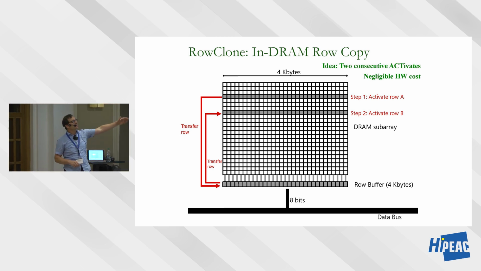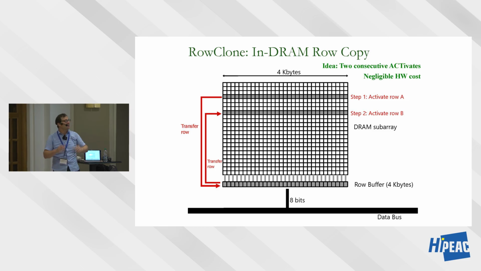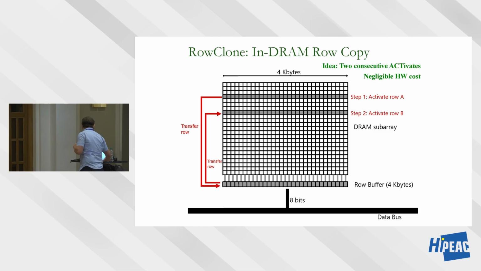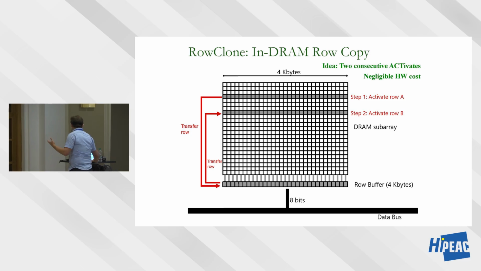But basically, if you look at a DRAM subarray, this is a part of DRAM, it consists of a bunch of rows. Each row can be 4 kilobytes. And there's a row buffer. The idea is to do 2 consecutive activations. You first activate the source row, which brings the data into the sense amplifiers or the row buffer. Now you've captured the data of the source row that you're going to copy to the destination row. Now if you've allocated the destination row in the same subarray, what you do is you activate the destination row, which implicitly deactivates the source row and connects the data in the sense amplifiers to the destination row.